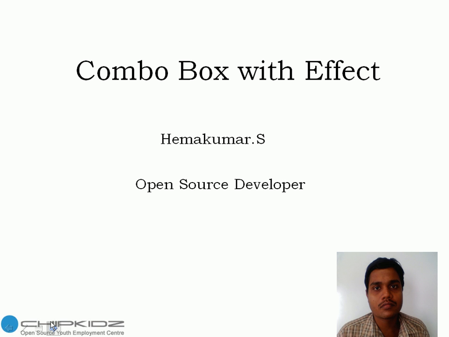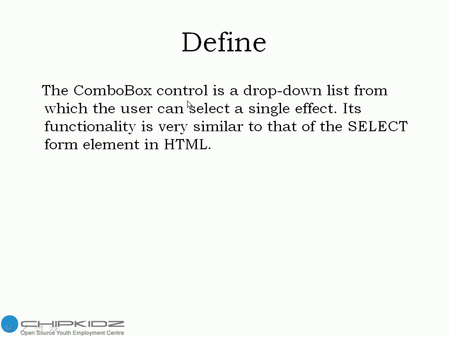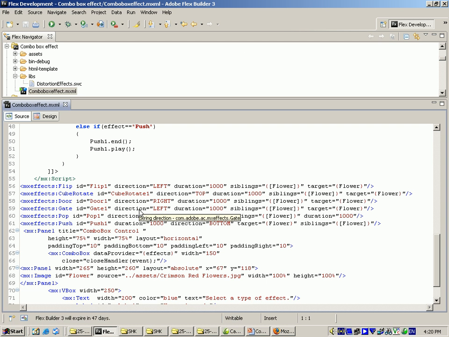Now I'm going to talk about ComboBox with Distortion Effect, where this control always has a drop-down list from which the user can select a single effect. Its functionality is similar to that of the select form element in HTML. Based on this concept, I am using ComboBox with Distortion Effects, where these tags have to appear.